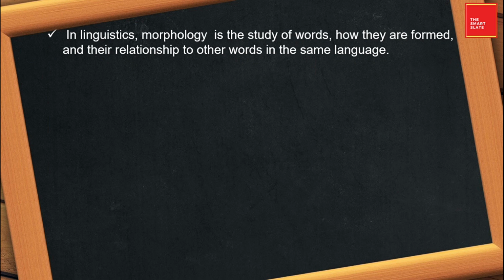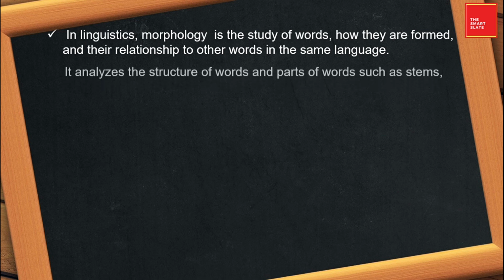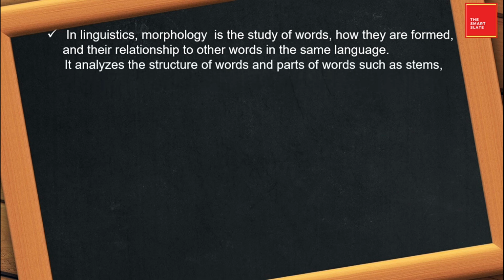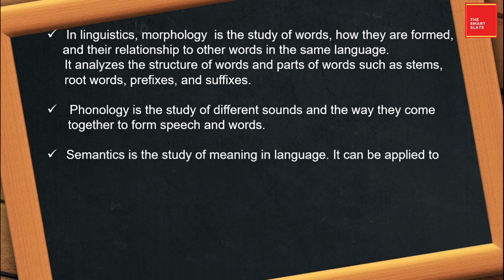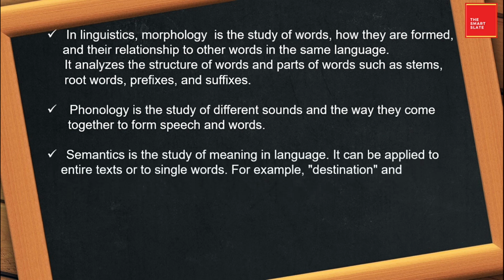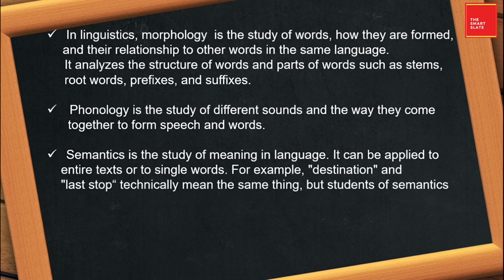In linguistics, morphology is the study of words, how they are formed, and their relationship to other words in the same language. It analyzes the structure of words and parts of words such as stem words, root words, prefixes, and suffixes. Phonology is the study of different sounds and the way they come together to form speech and words. Semantics is the study of meaning in language, which can be applied to entire texts or to single words. Like the words destination and last stop technically mean the same thing, but students of semantics analyze their subtle shades of meaning. It can be used in two different ways.